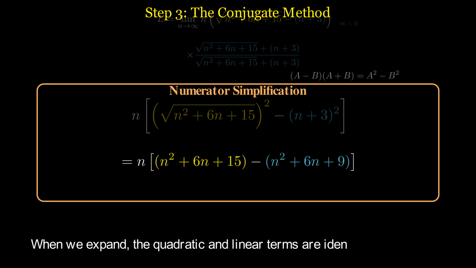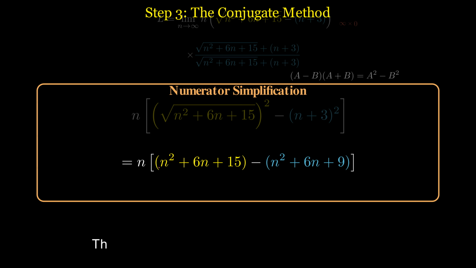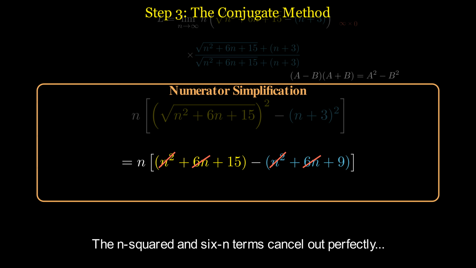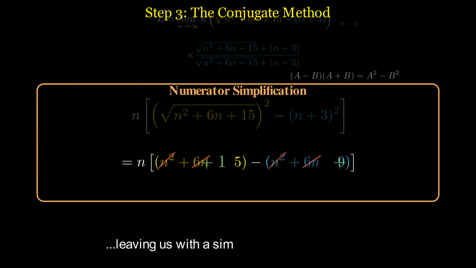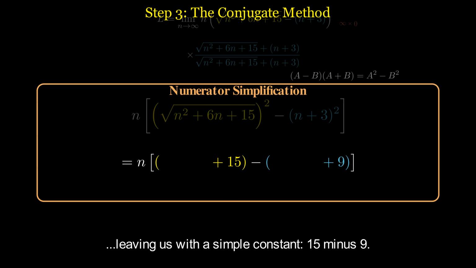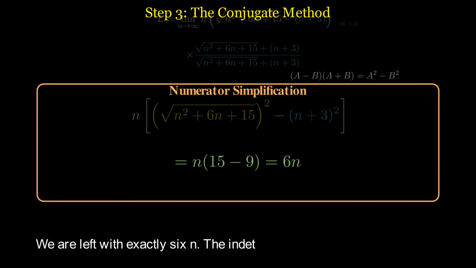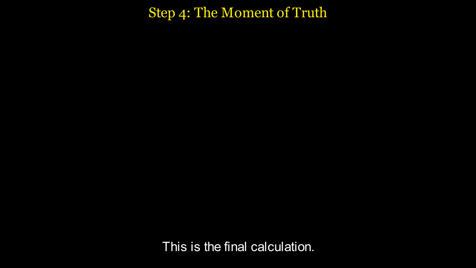When we expand, the quadratic and linear terms are identical in both parts. The n squared and 6n terms cancel out perfectly, leaving us with a simple constant. We are left with exactly 6n. The indeterminate form has been resolved. This is the final calculation. We have completed the algebraic work, and now we evaluate the limit.